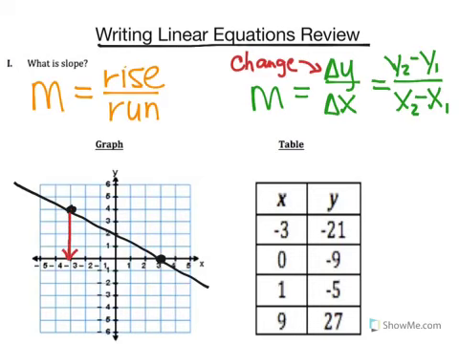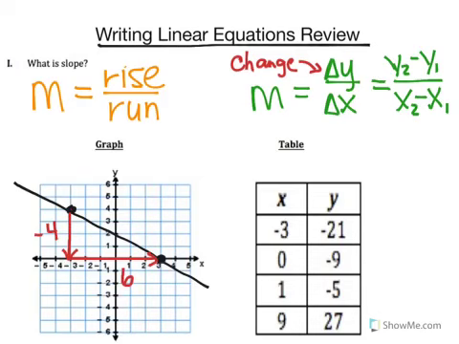Anytime you go down, that means that your number is going to be negative. So I'm actually going down 1, 2, 3, 4. So I'm going to put a negative 4. And then I'm going to find my run, which is from left to right. And I'll put an arrow there. And I'm actually going over 1, 2, 3, 4, 5, 6. And that is a positive because I'm going to the right.